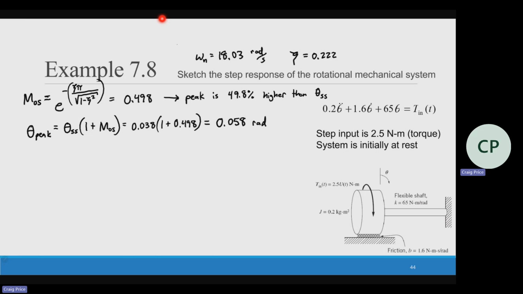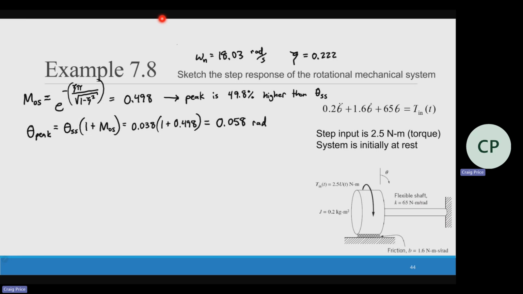Do you have any questions about what was just done? This is that first peak. This is going to be the y on the y-axis. This is my value, 0.058. That's as high as we go. Then it's going to oscillate until we get to our steady state, which is going to happen at 1 second. Good.